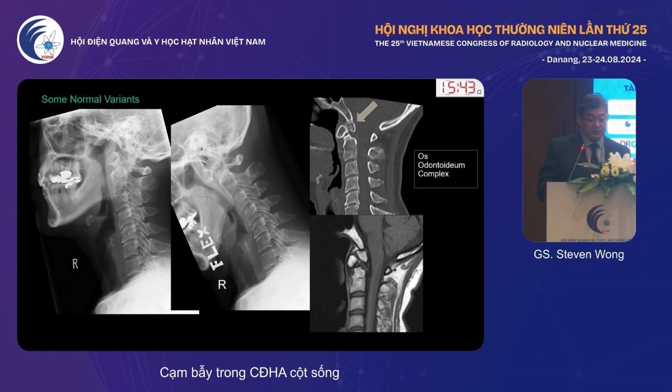Other normal variants, if you have a look at the flexion extension, C1, C2 looks a bit odd. A CT scan was done, and we made a conclusion that it's actually an os odontoideum. It's a normal variant, likely due to a failure of fusion, congenital, in the early phase.